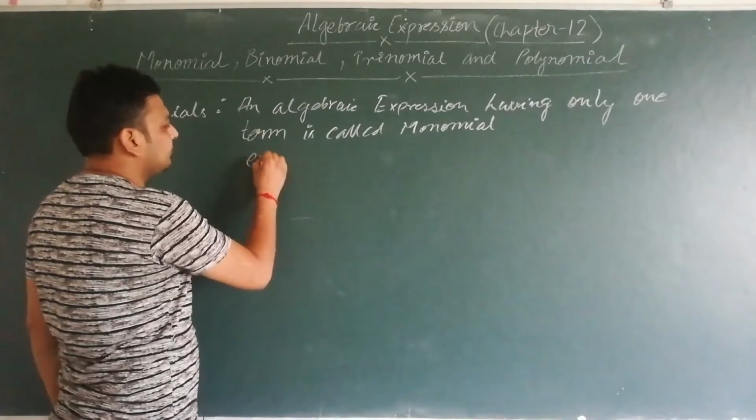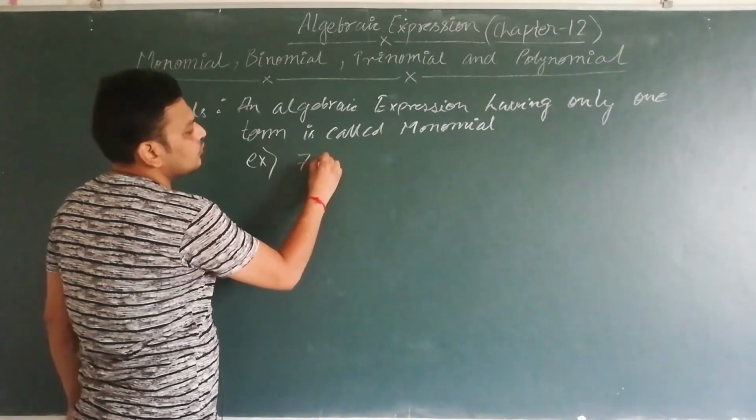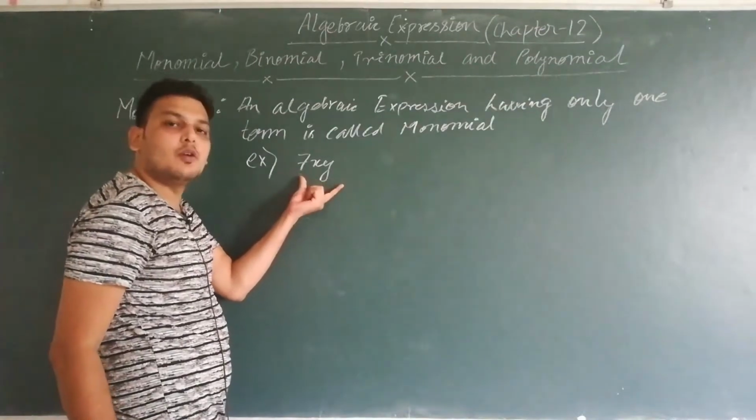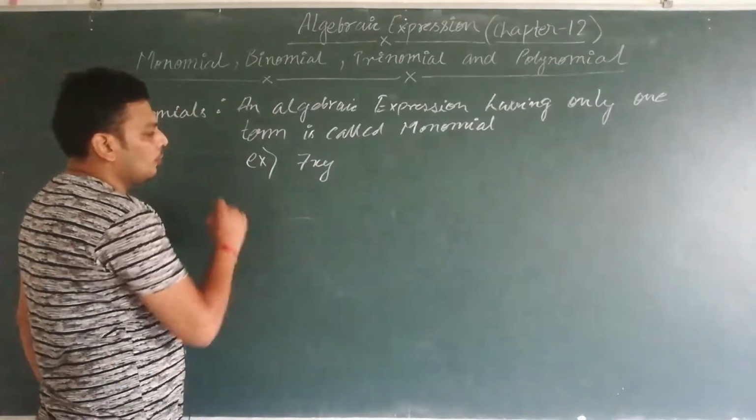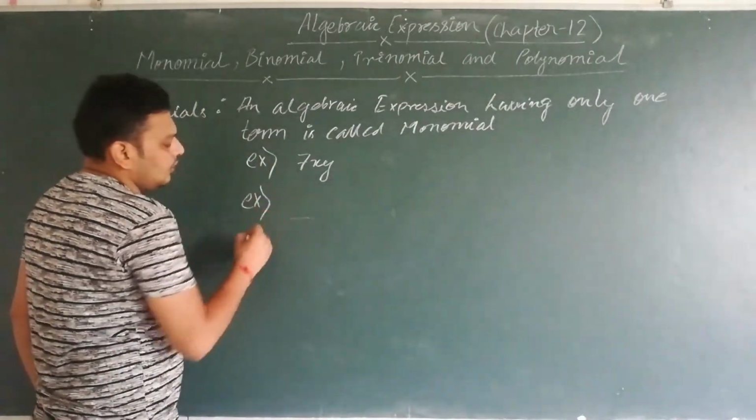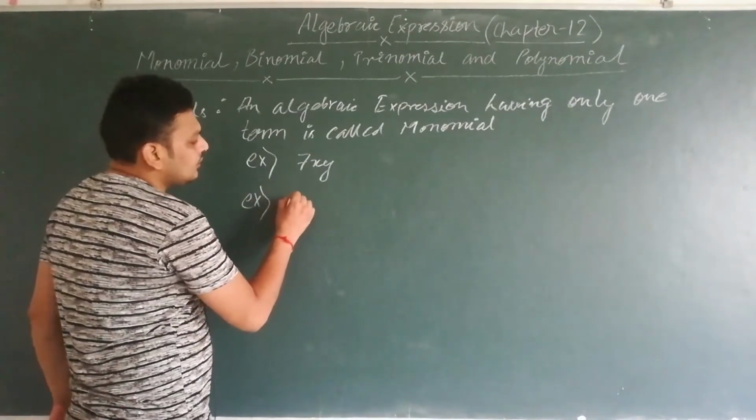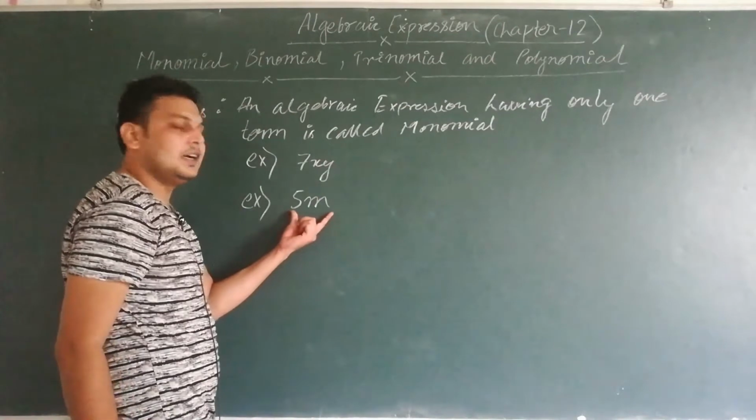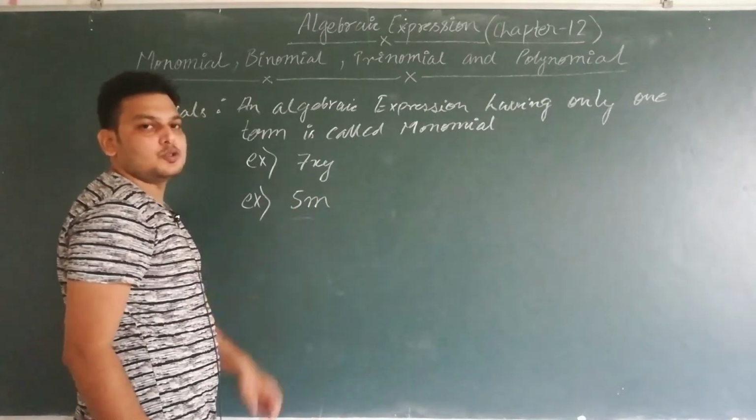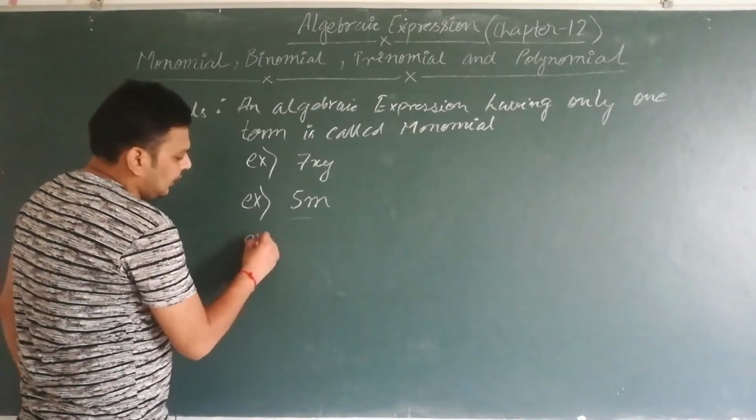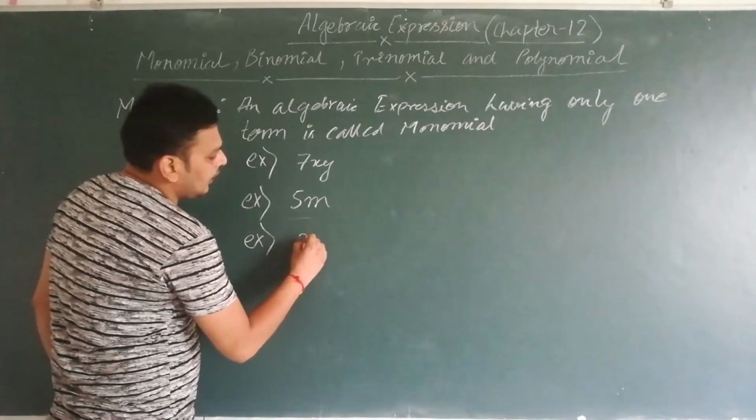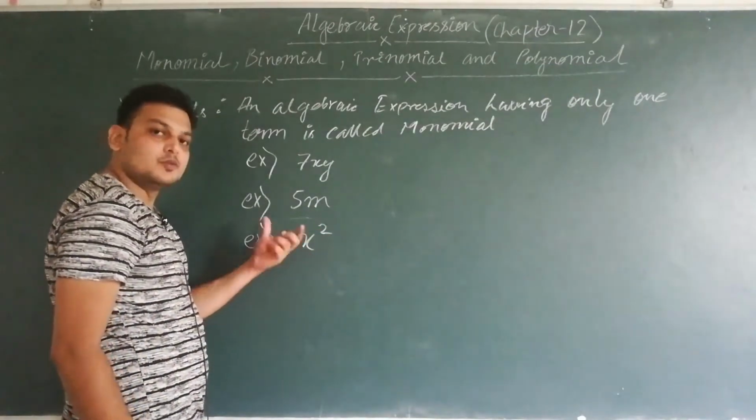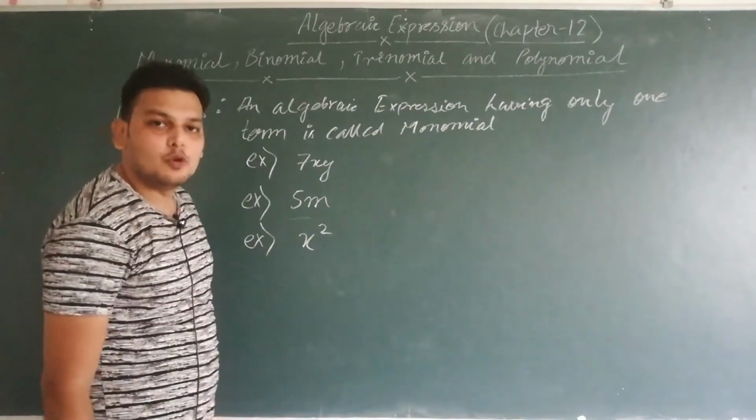Example: 7xy. This is having a single term, it will be called a monomial. Second example is 5m. This is also a single term, so this is also a monomial. Another example is x square. This is also a single term, so this is also called a monomial.